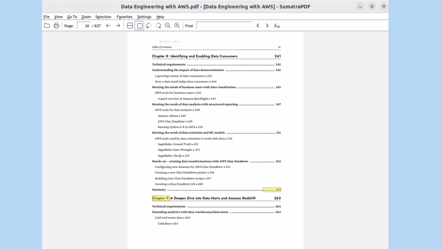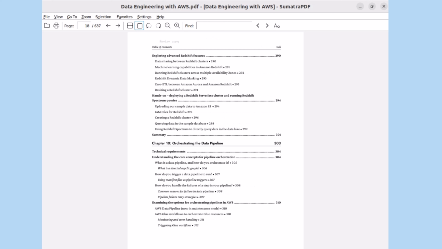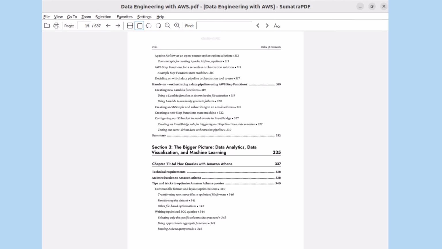Hot and warm data, the types of data, starts explaining there, cold and warm. Anti-patterns, what not to do, Redshift, high-performance data warehouses, and more explanations of features of Redshift. Chapter 10 delves into the orchestration of data pipelines and explains data pipelines and the orchestration of those pipelines in AWS. Finally, we're getting into section 3, the bigger picture: data analytics, data visualization, and machine learning.